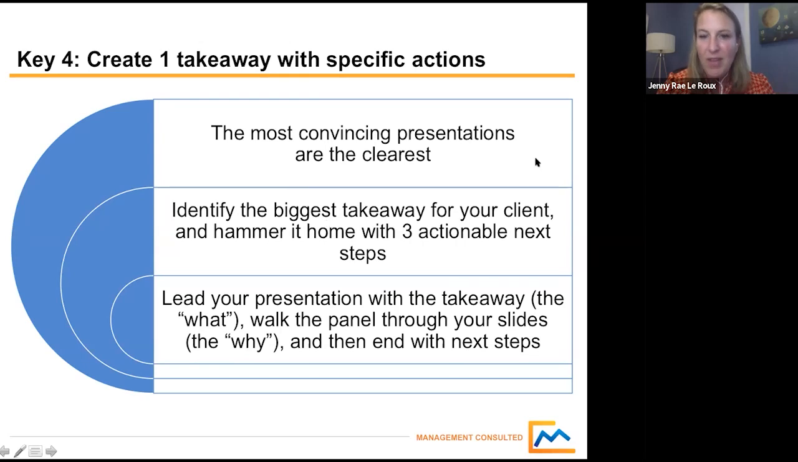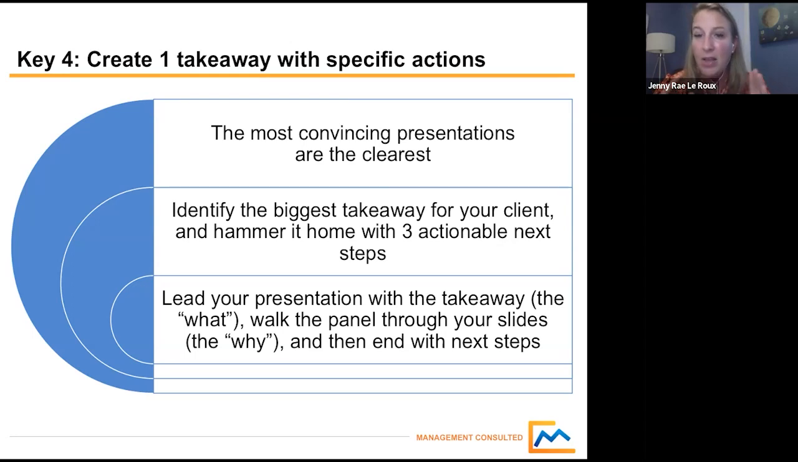Your identification has to be the biggest takeaway for your client, right? One major thing that they can do and 3 hows. So 1 what, 3 hows. The what is the recommendation on the second to final slide. And the 3 hows are the 3 things that you should do immediately next. They're not options. You do all 3 of them and you do them in this order: 1 first, 2 second, 3 third, right?